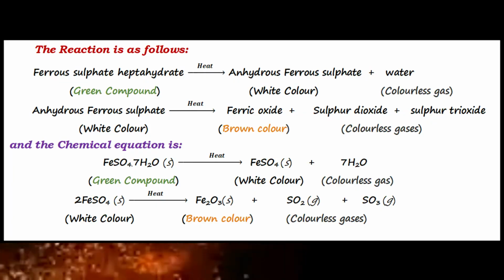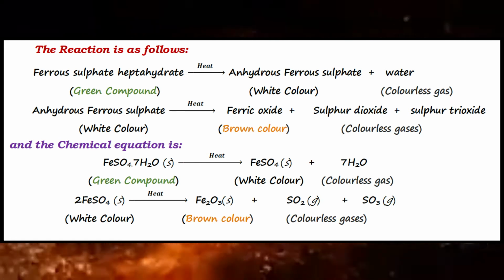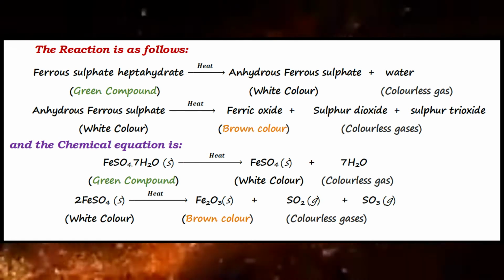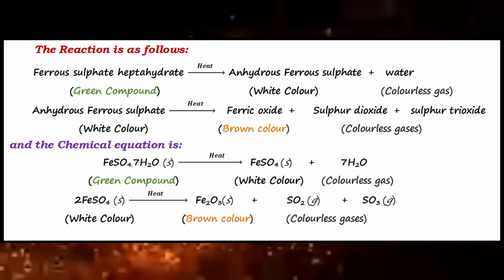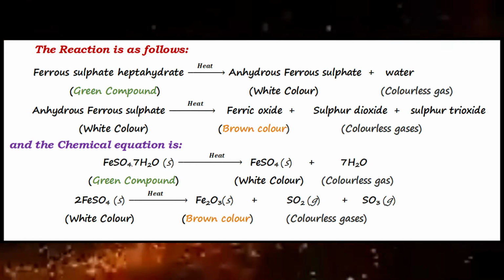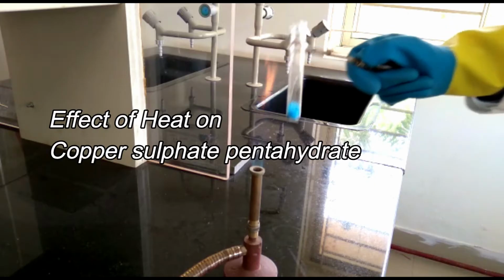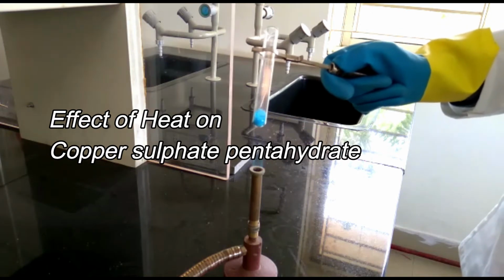And the chemical equation is FeSO4.7H2O on heating gives FeSO4 plus 7H2O. 2FeSO4 on heating gives Fe2O3, which is brown colored ferric oxide, plus SO2 plus SO3. Now we will see the effect of heat on copper sulfate pentahydrate.